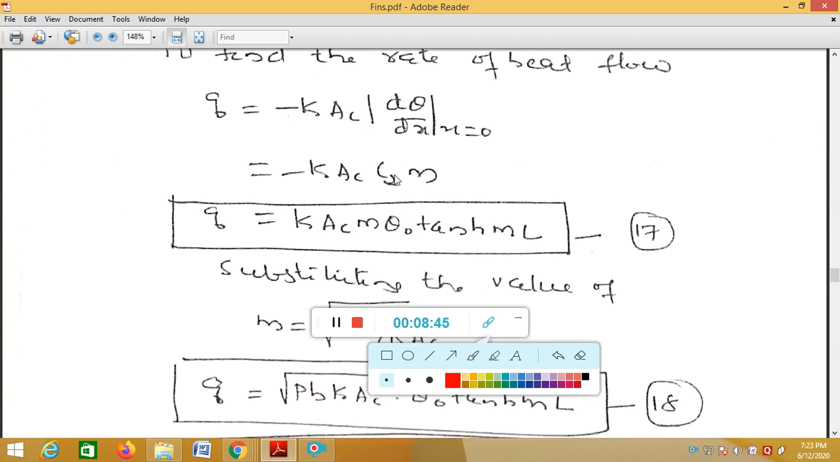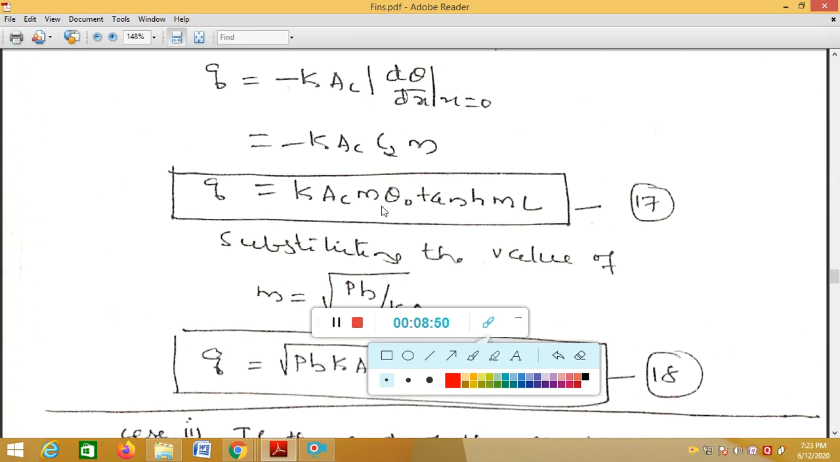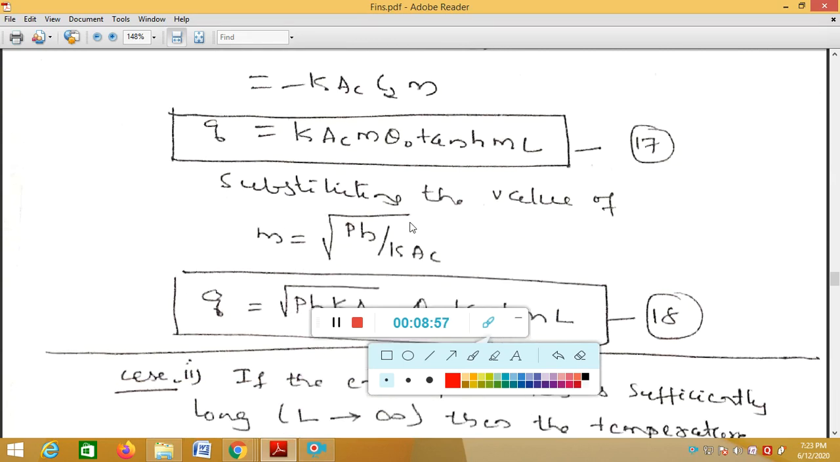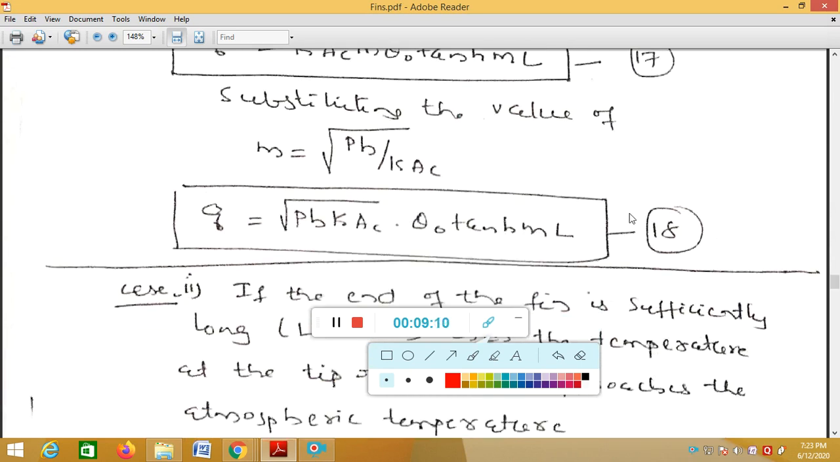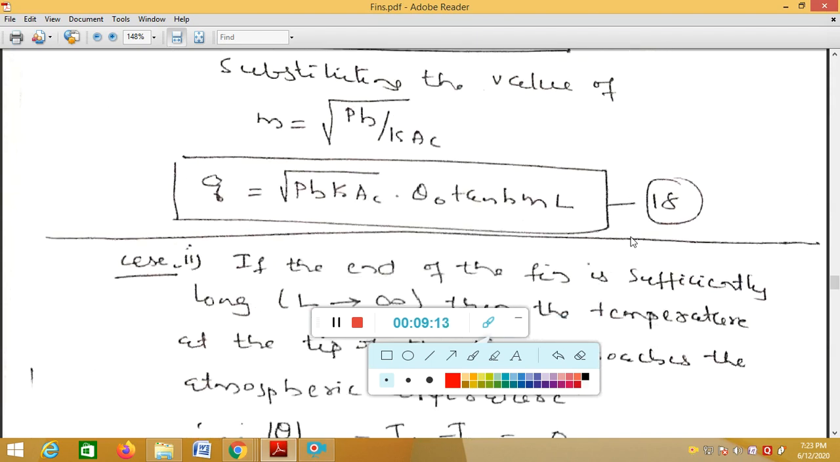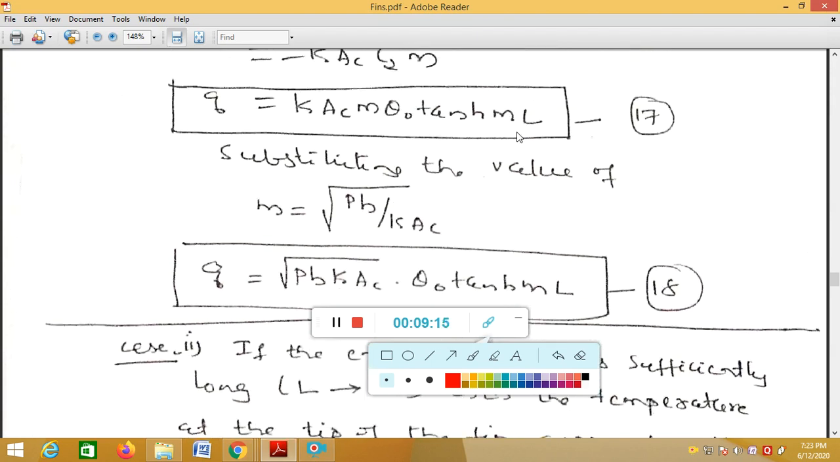Substituting the value of C2 as minus theta 0 tanh mL, we get Q equal to k Ac m theta 0 tanh mL. Substituting the value of m equal to root of hP by k Ac, you will get Q equal to root of hP k Ac theta 0 tanh mL. Equations 17 and 18 give the heat transfer through the fin whose tip is insulated.